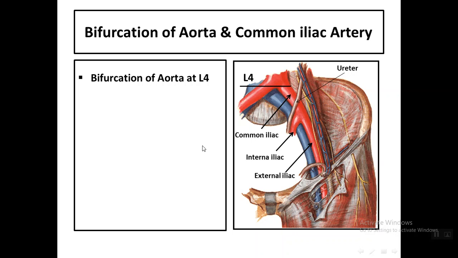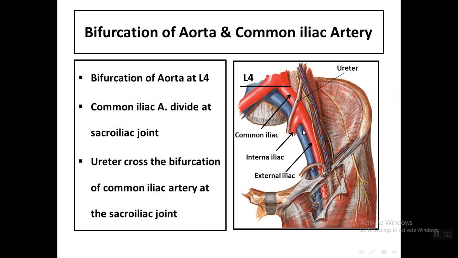As we said before, the aorta bifurcates at the level of the fourth lumbar vertebra. This is the bifurcation of the aorta into the two common iliac arteries. The common iliac artery divides at the sacroiliac joint into external iliac and internal iliac. We can see here that at the bifurcation of the common iliac artery, the ureter crosses this bifurcation and enters the pelvic cavity.